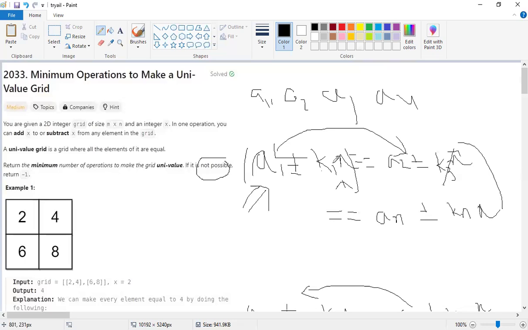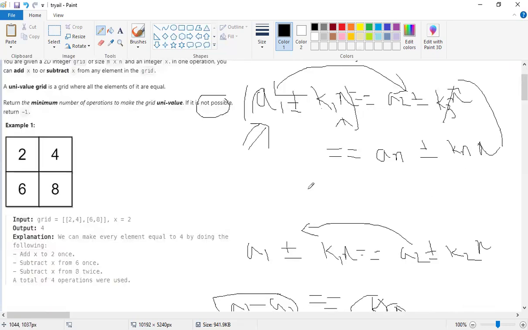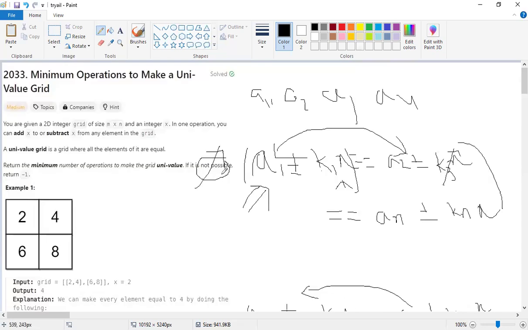For example, 4 modulus 2 will be zero, and 4 can be written as 2 into 2, and 2 into 2 modulus 2 is zero. So these guys will become zero when you are taking mod. And that is why A1 modulus x is equal to A2 modulus x is equal to AN modulus x. So you just want to find this condition, and if you are able to find it, then we are done with the first part of the problem.